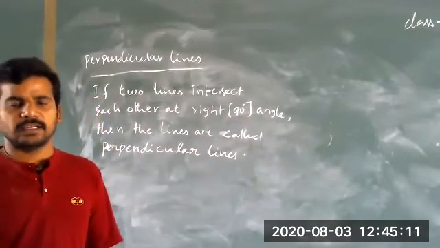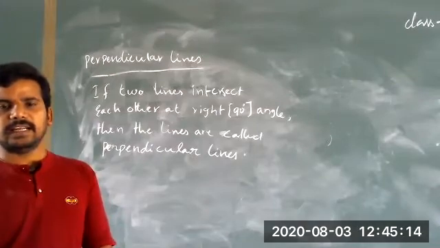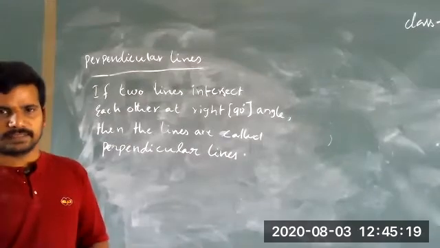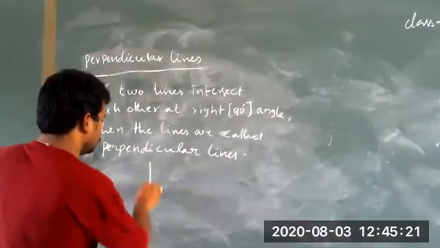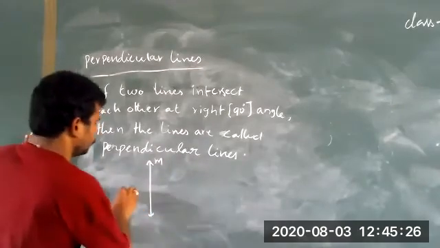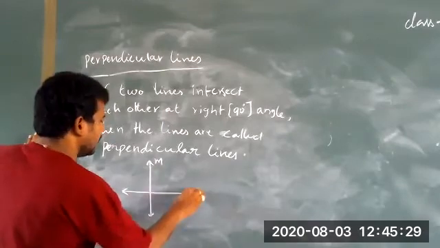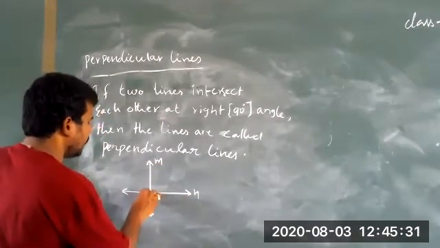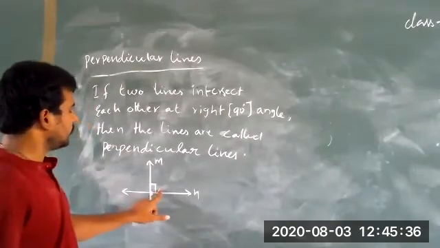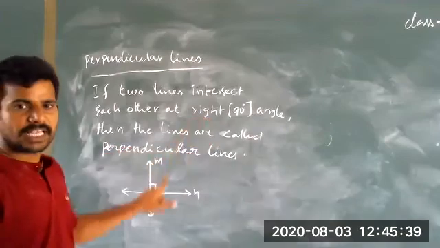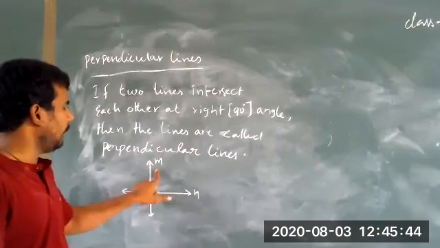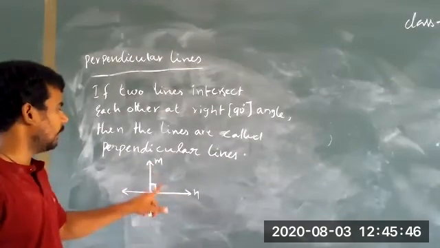Once again, children, if two lines intersect each other at a right angle, then the lines are called perpendicular lines. This is the M line. This is the N line. These two lines meet at one point, this point here. Here one angle is formed. This angle is a right angle. So these two lines, M and N, are called perpendicular lines.